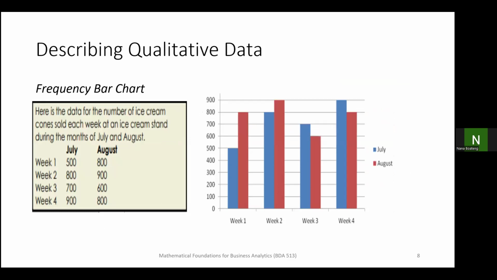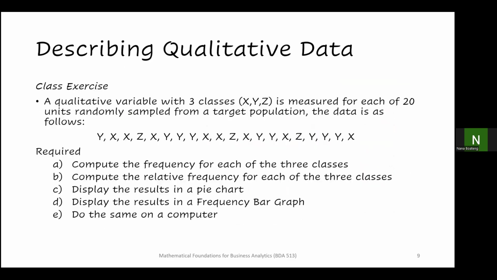All right. So we have the frequency bar chart here. It can be used to count the number of occurrences. So this is one of the ways by which you can describe your qualitative data. Okay, so let's see this one. We're going to have a class exercise.